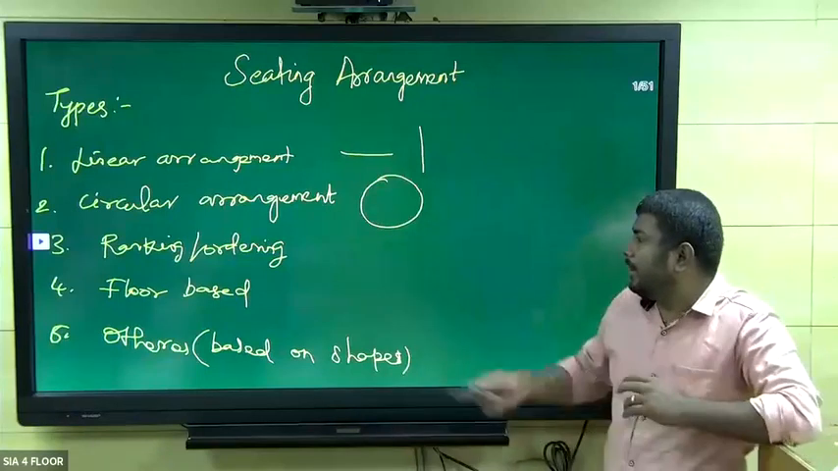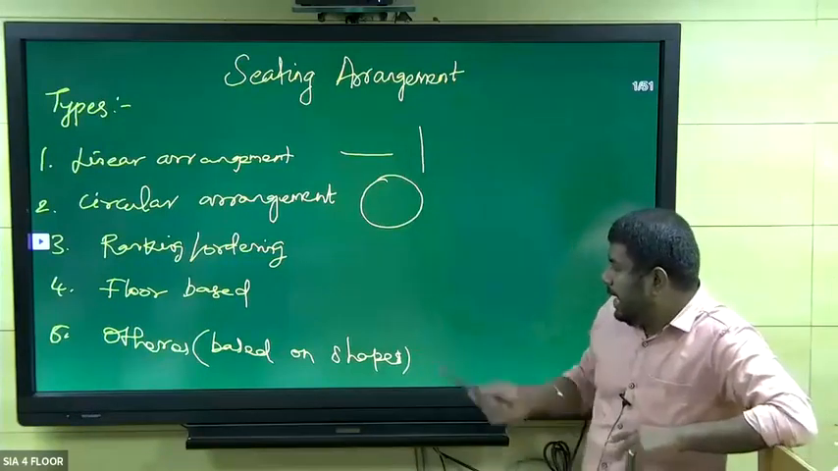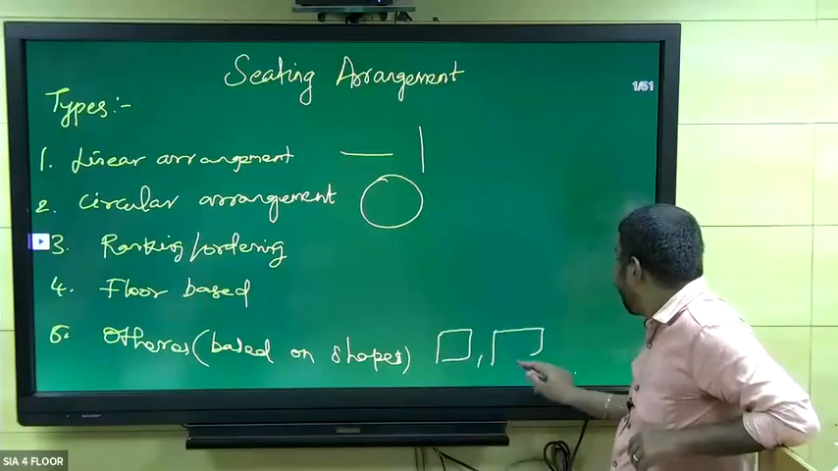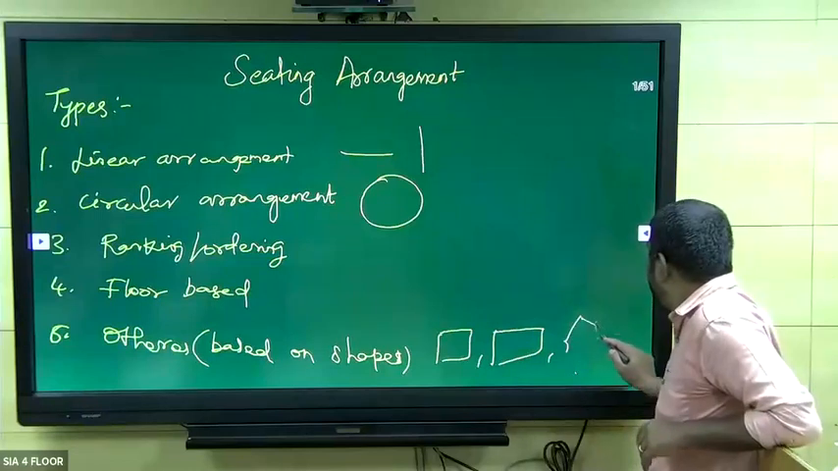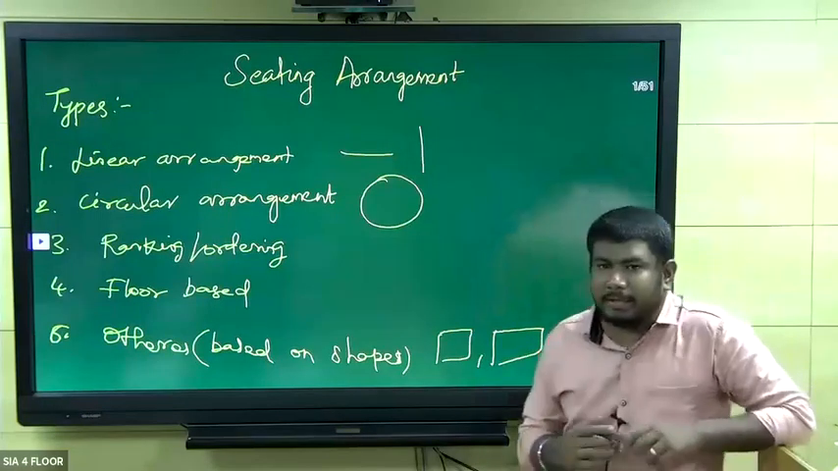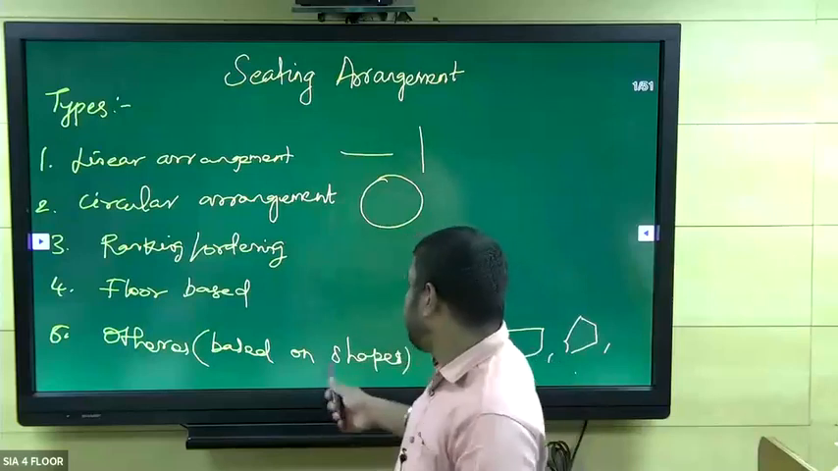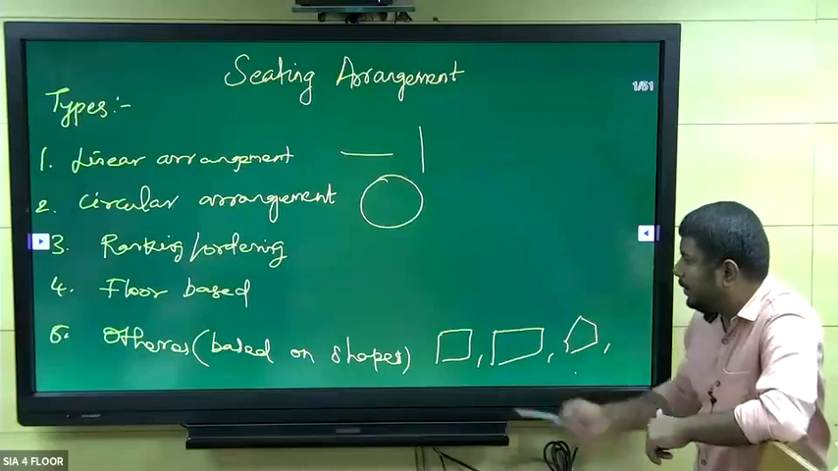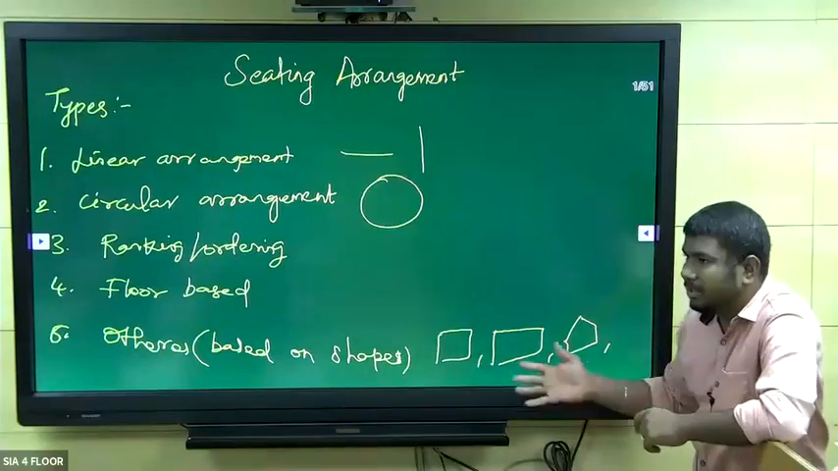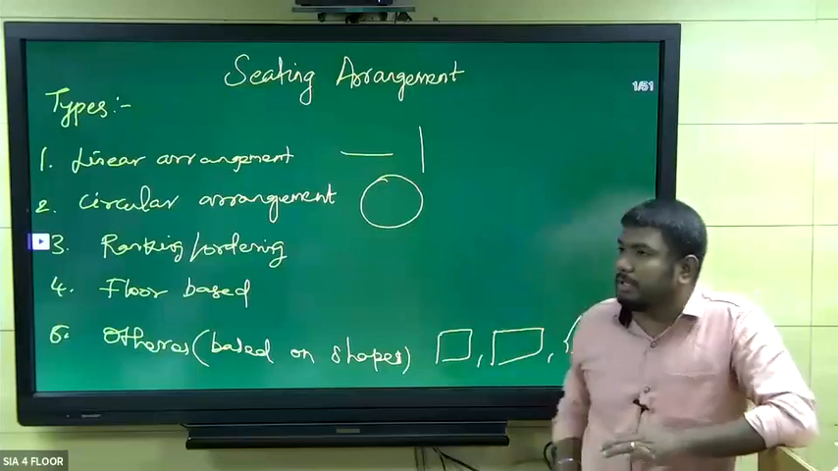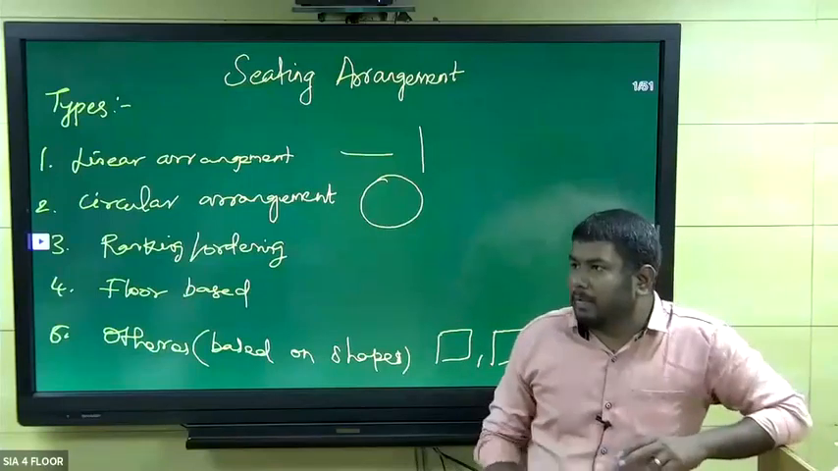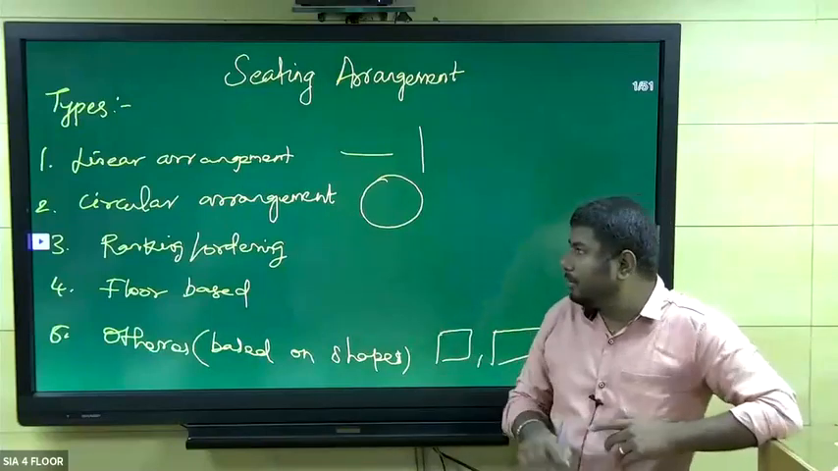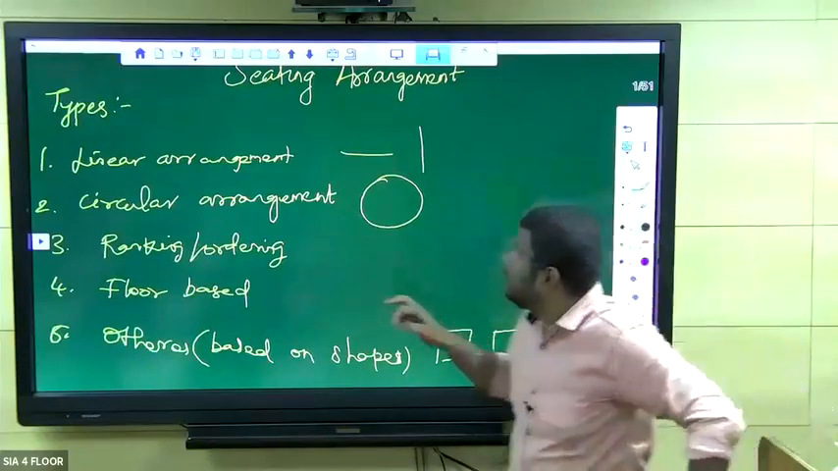Then ranking, ordering, and floor-based arrangements, and arrangements based on shapes: square, rectangle, polygon and hexagon, like that. So we have others. But it is very rare to be asked questions in polygon and rectangular shape arrangements. Square shape arrangement is quite common, so we will get questions in this. Initially we will move with the circular arrangement concept, and then we will see all the concepts. So first is circular arrangement.